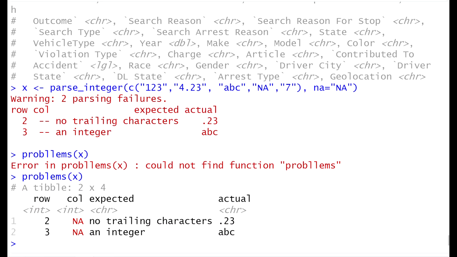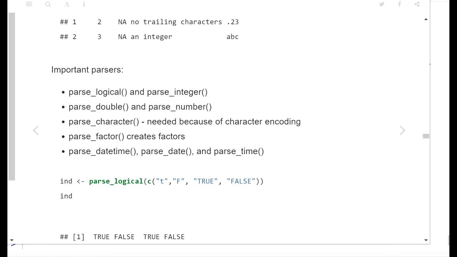So we have important parsers. Some of the more important parsers are parse_logical and parse_integer, parse_double and parse_number, parse_character, parse_factor, and then some for date and time. So in this mini module, we will go through the first several in some detail.